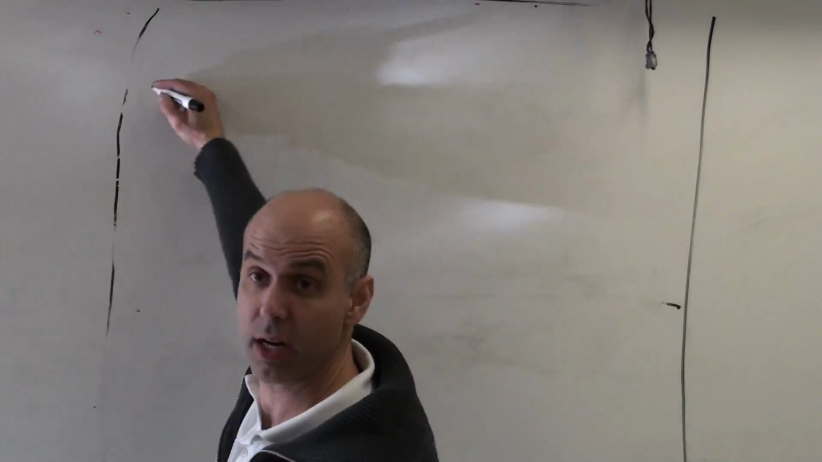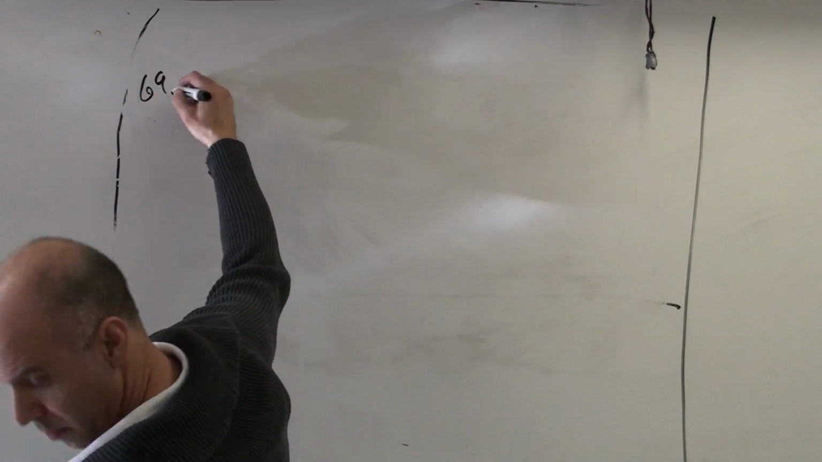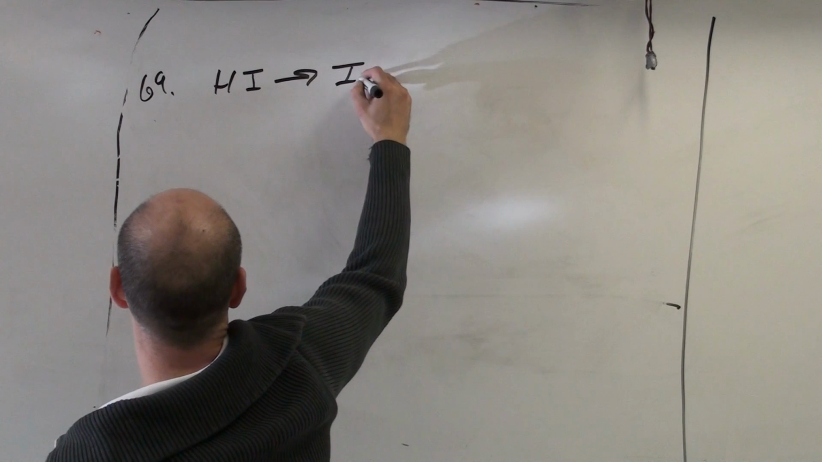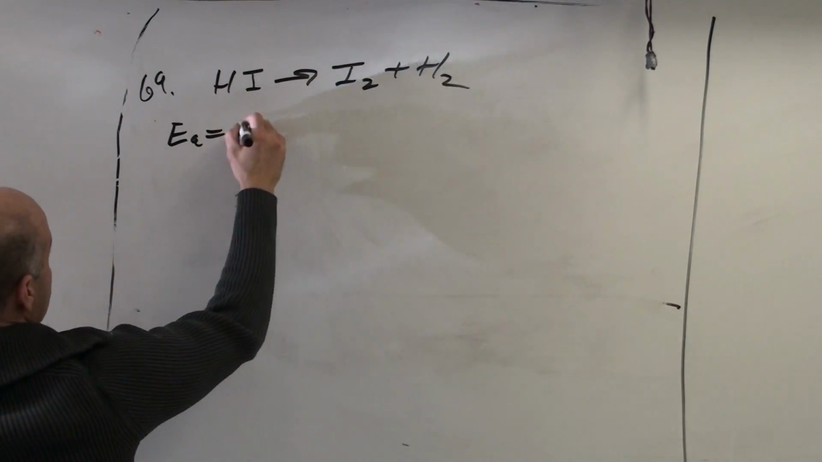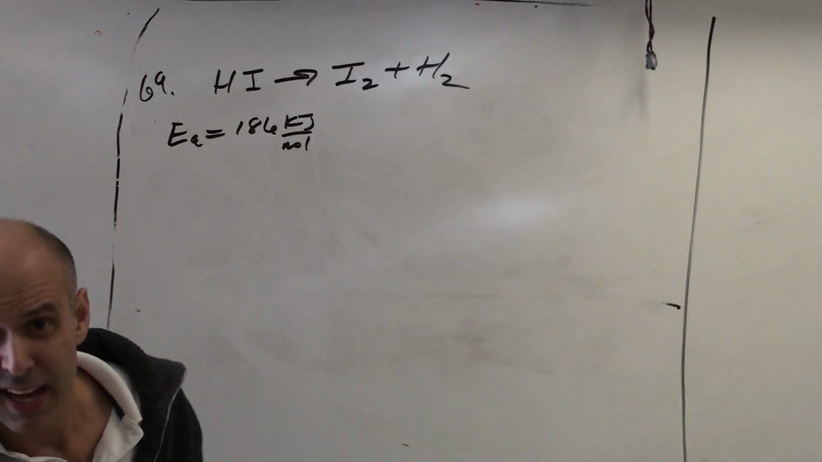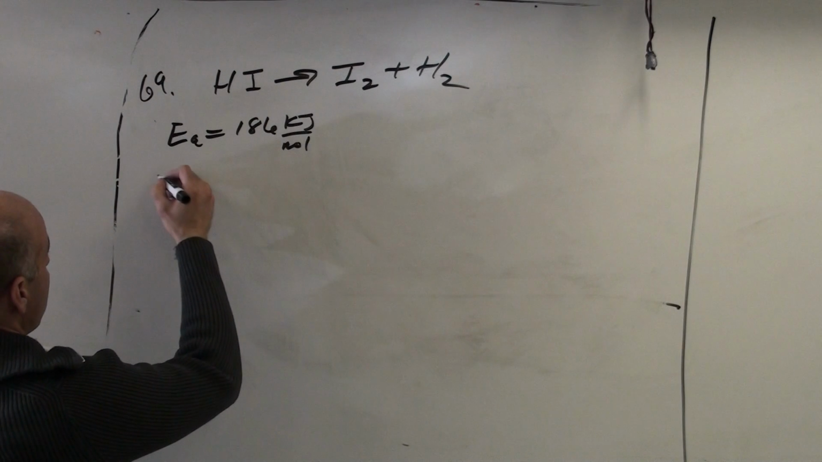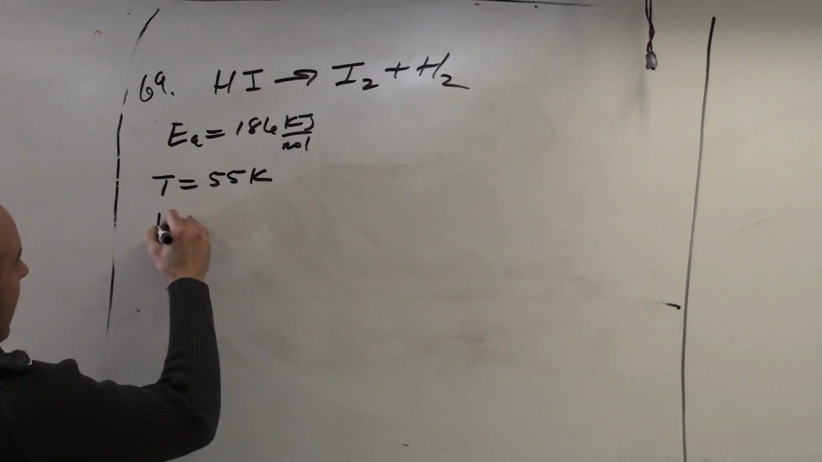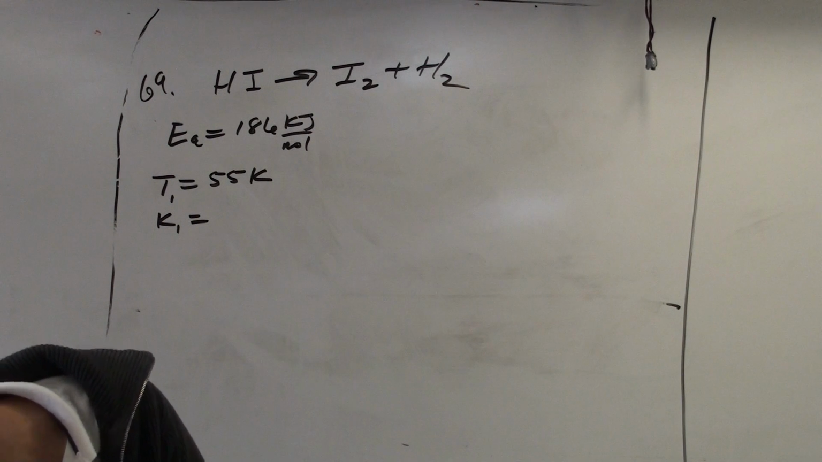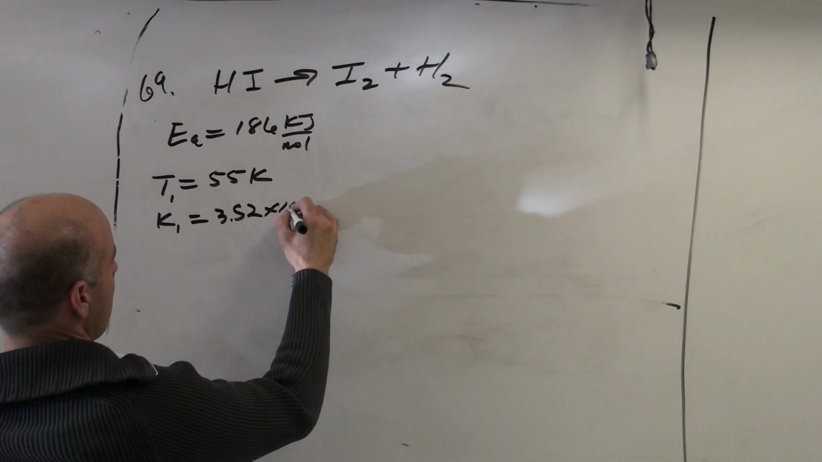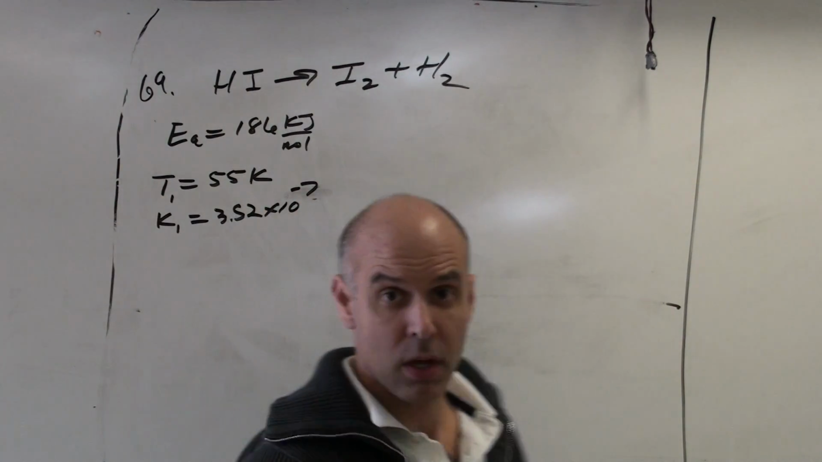Number 69. The activation energy for the decomposition of HI to H2 is 186. Let's write a reaction down first. So we've got HI going to I2 plus H2, right? And it tells me the activation energy is 186 kilojoules per mole, I'm at a temperature of 555 Kelvin, and my rate constant is 3.52 times 10 to the negative 7th. Okay, so we have all our information.